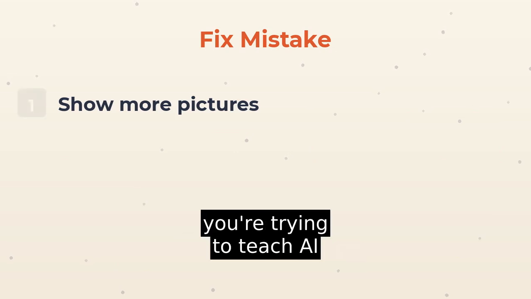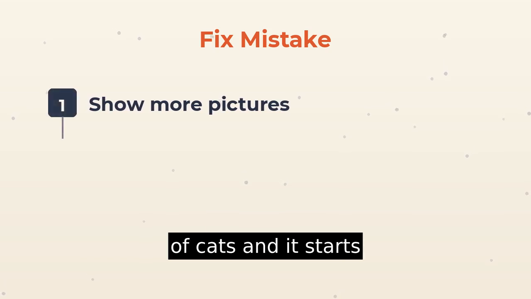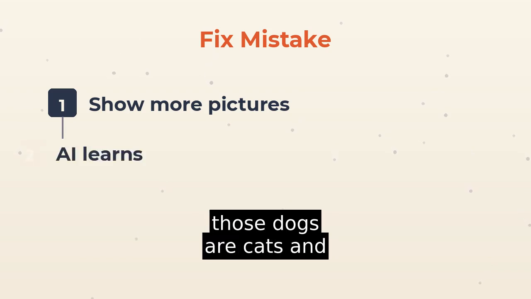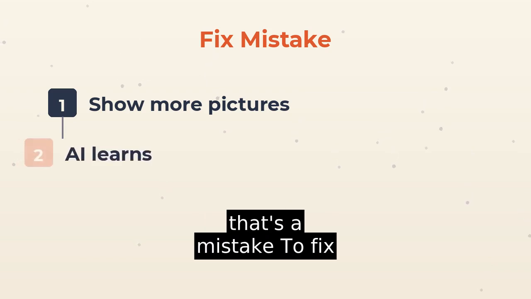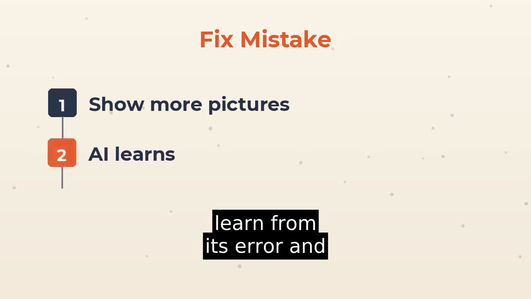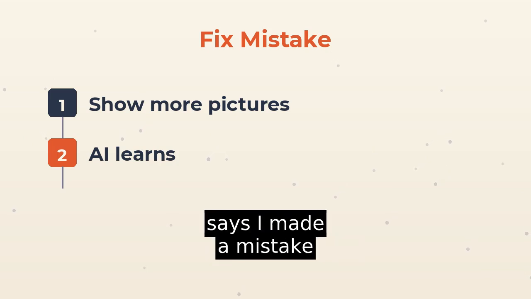Let's say you're trying to teach AI to recognize pictures of cats. You show it 100 pictures of cats, and it starts to learn. But what if 5 of those pictures are actually dogs? AI will think those dogs are cats, and that's a mistake. To fix that mistake, AI needs to learn from its error and update its knowledge. It's like a big update button that says, I made a mistake, let me try again.